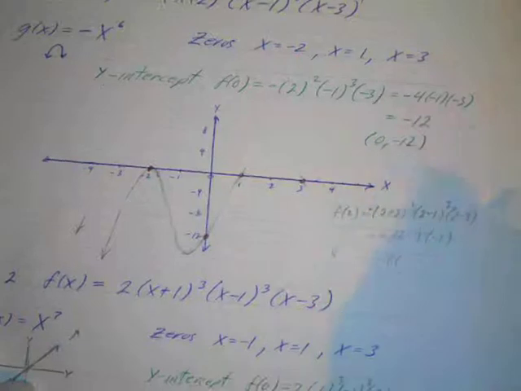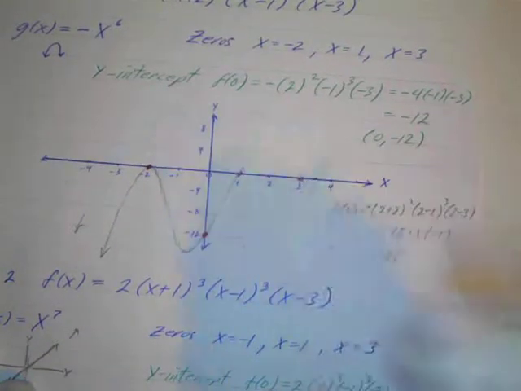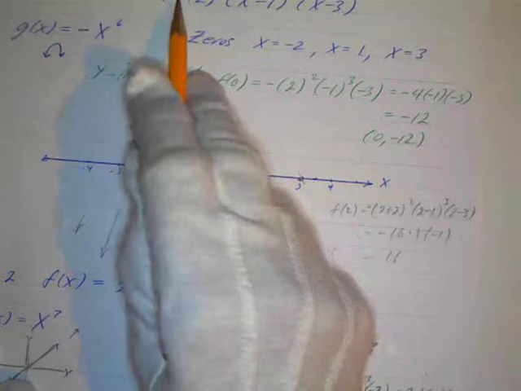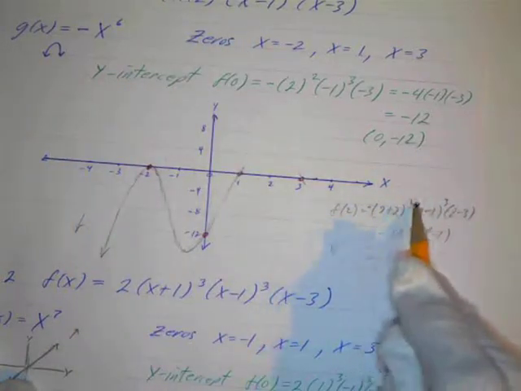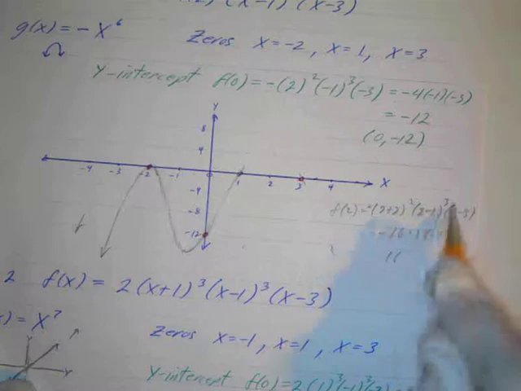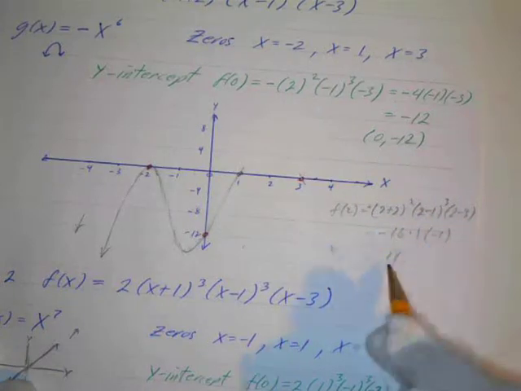Okay, then just take f of 2 and see what the value is at 2. Maybe it is 4, maybe it's 8. So if we put f of 2 in here, every time I see an x, I put a 2: 2 plus 2, 2 minus 1, 2 minus 3. And 2 plus 2 is 4. 4 squared is 16. 2 minus 1 is 1. 1 cubed is 1. 2 minus 3 is negative 1. And that's not too bad. So it looks like it's going to be positive 16.